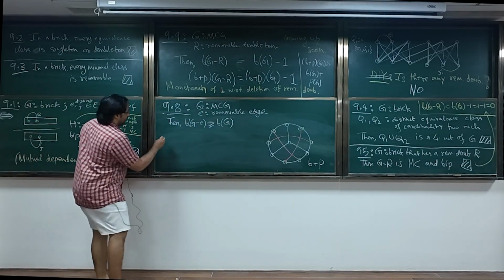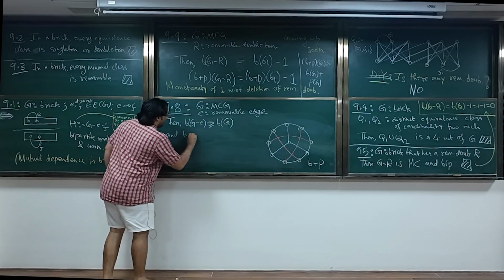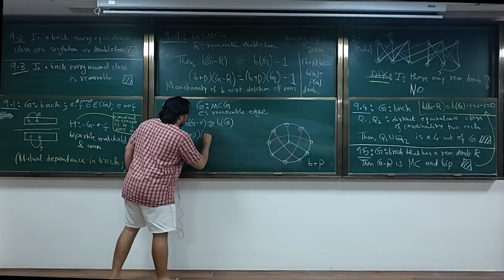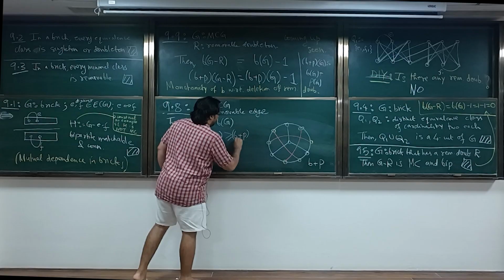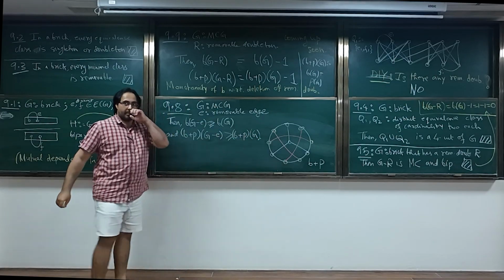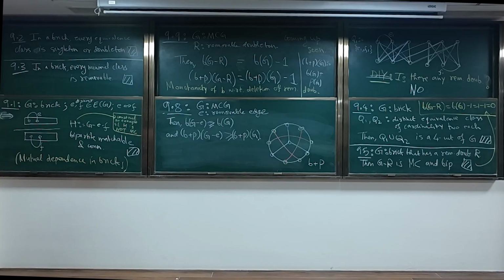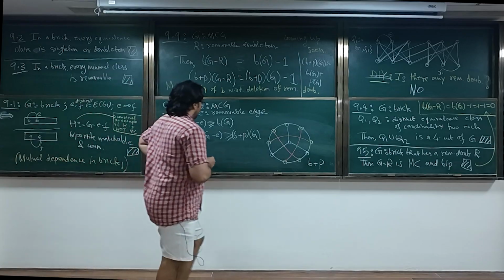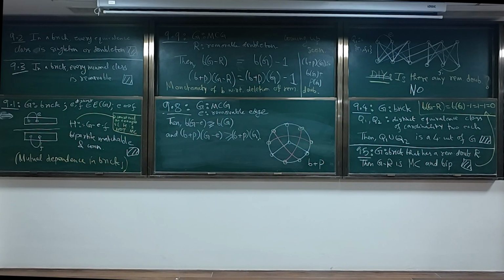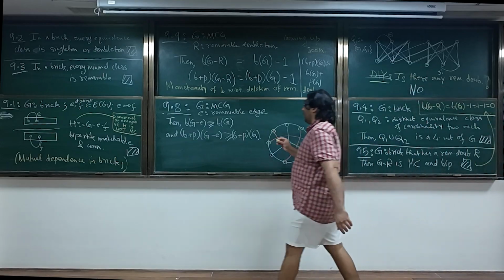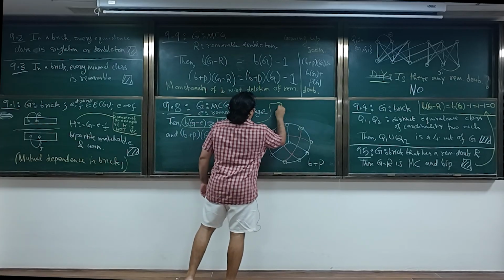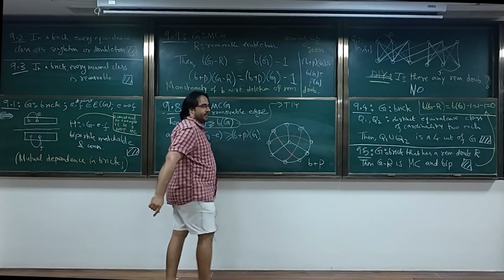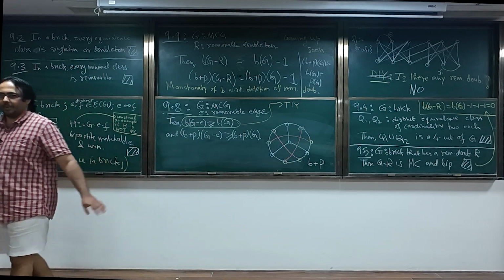And in fact, same thing holds for B plus P. B plus P of G minus E is also at least as large as B plus P of G. This is what we will prove. What I would suggest is try proving this on your own. DIY. It's not difficult. At this point in the course, it's pretty straightforward actually.